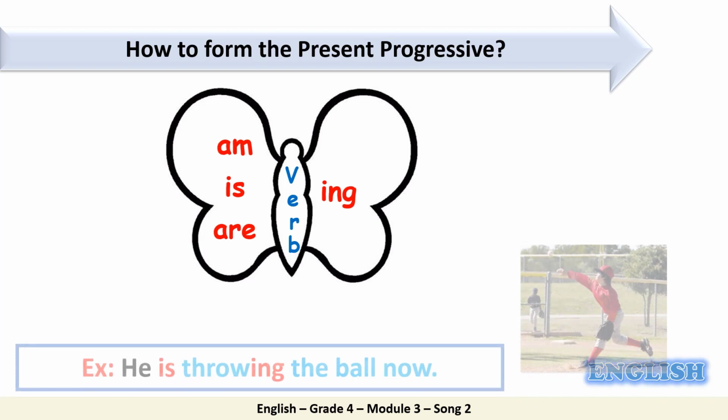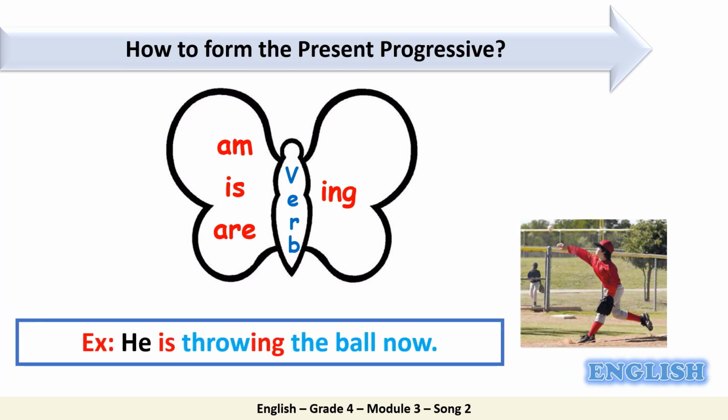For example, he is throwing the ball now. Is is in the left wing, which is the verb to be, and throw is the verb, which is the body of the butterfly, and the ing is the right wing. So every time you write a sentence using the present progressive tense, I want you to make sure that you used the left wing, the body, and the right wing of the butterfly.